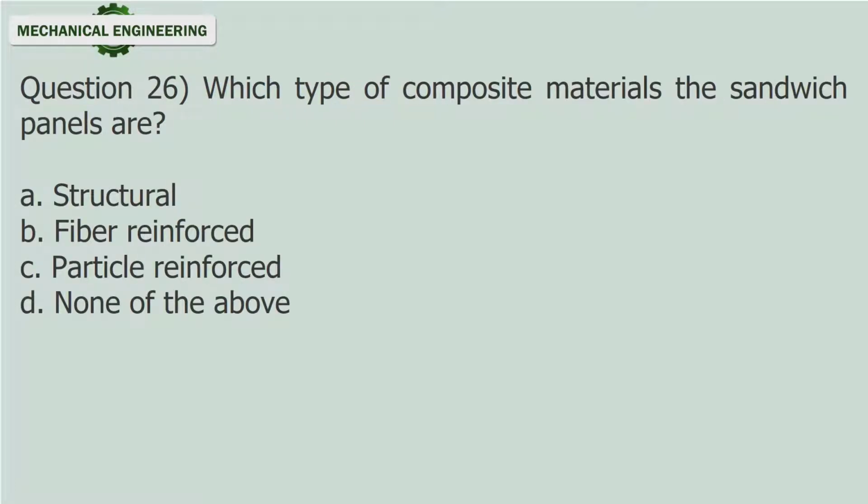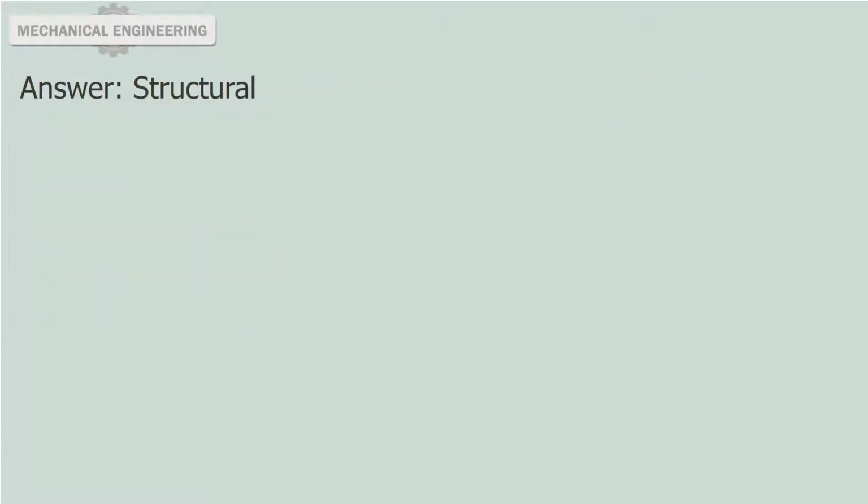Question 26. Which type of composite materials the sandwich panels are? A. Structural. B. Fibre reinforced. C. Particle reinforced. D. None of the above. Answer: Structural.